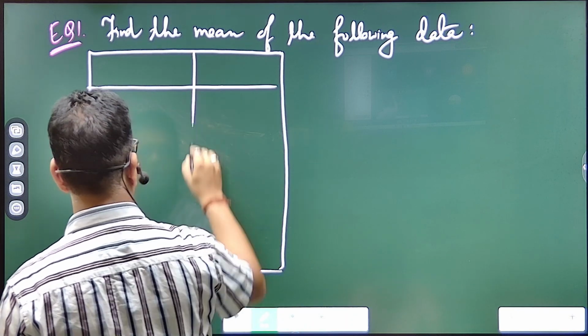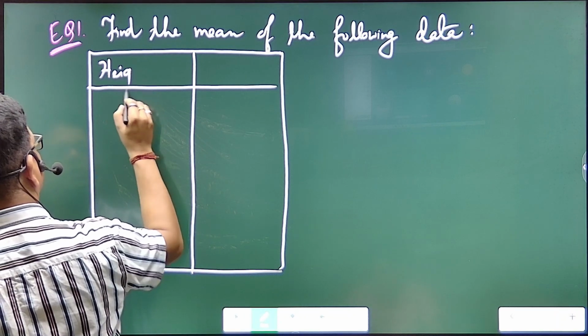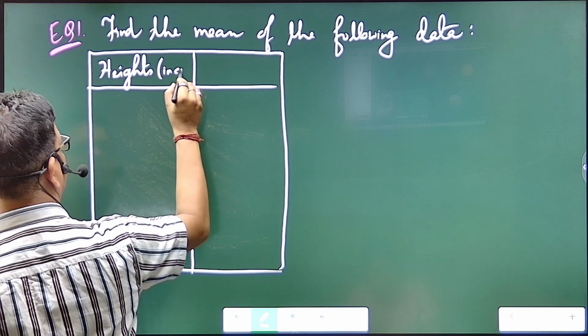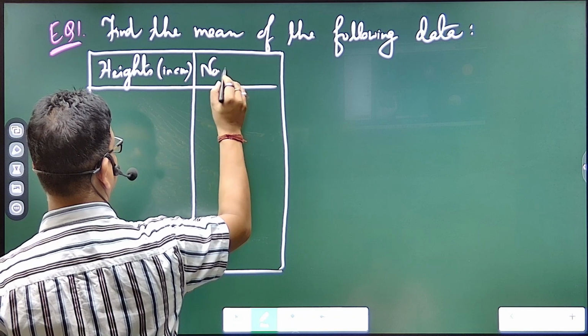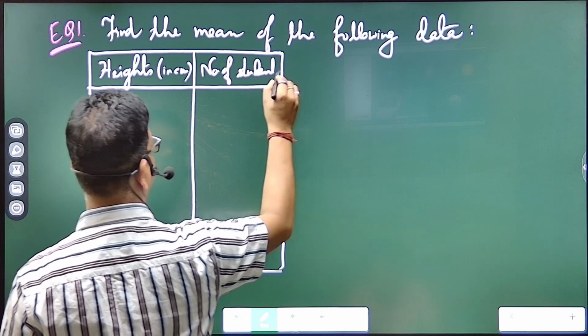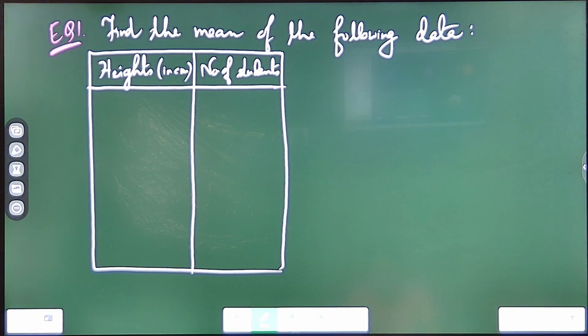Okay, so these are the classes. Suppose these are heights. Class means class intervals. So these are the heights of some students, suppose in centimeters. And these are the number of students whose heights are measured. Number of students. So I'm going to explain how the mean can be obtained by the direct method.